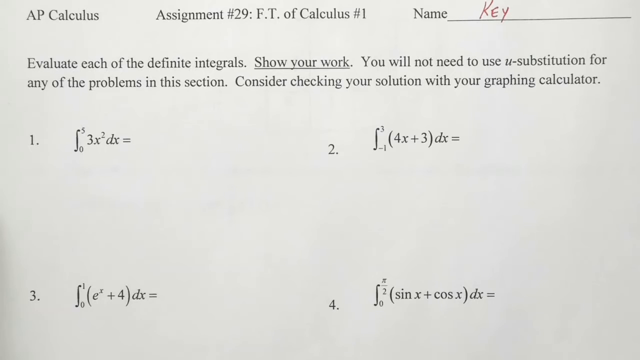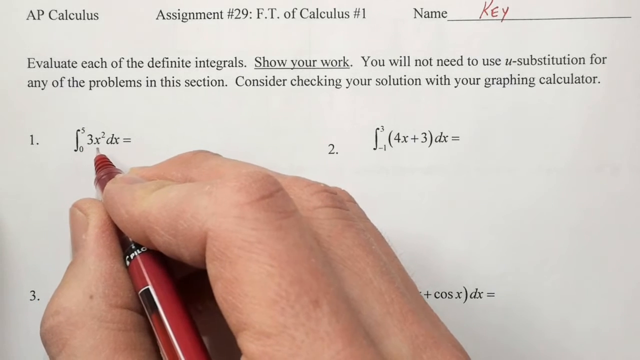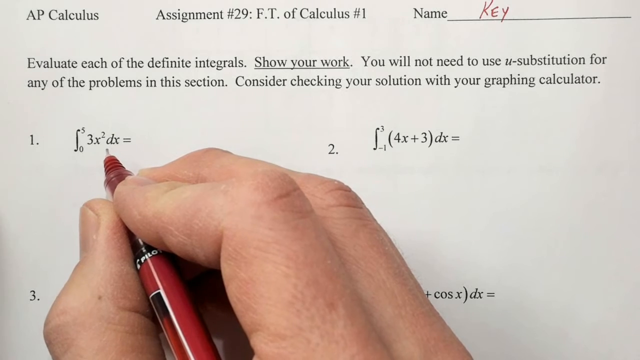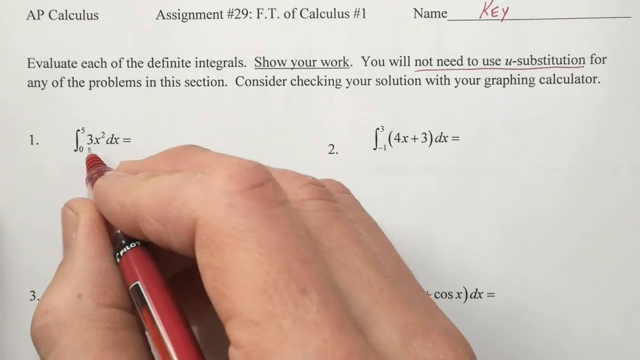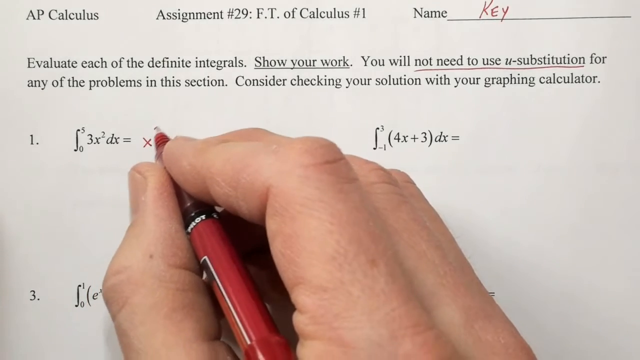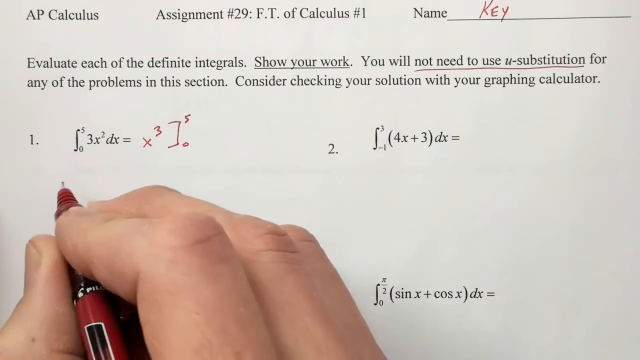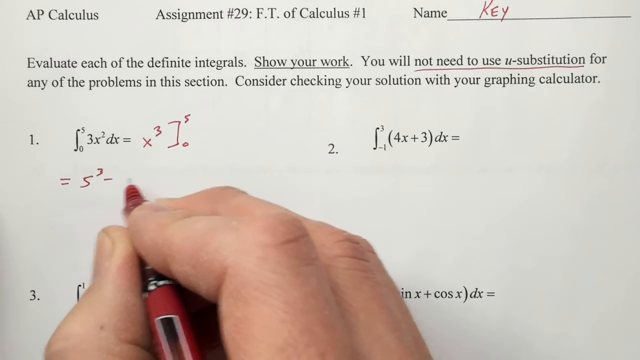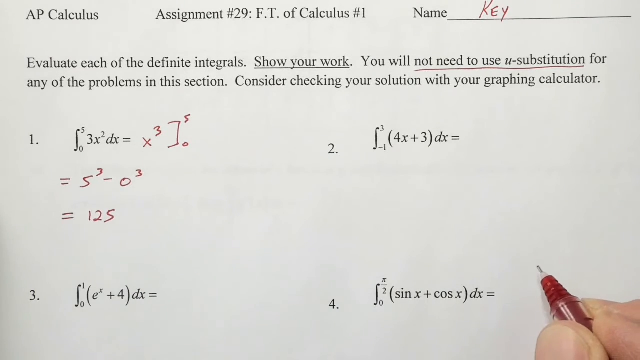Going through the problems on assignment 29 to help you out. The first one, we have the integral from 0 to 5 of 3x squared dx. These are all basic antiderivatives. There's no need for u substitution here. So 3x squared is x cubed when we antiderive it, evaluated from 0 to 5. So that means we're going to have 5 cubed minus 0 cubed, or 125.